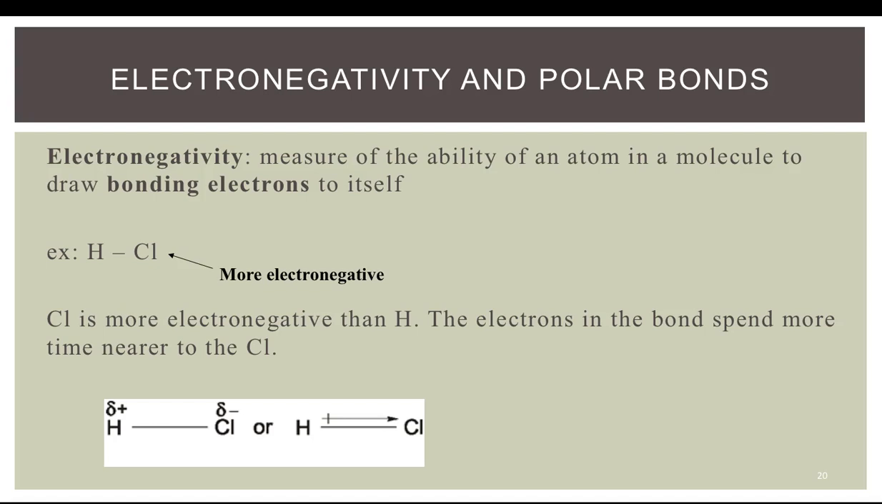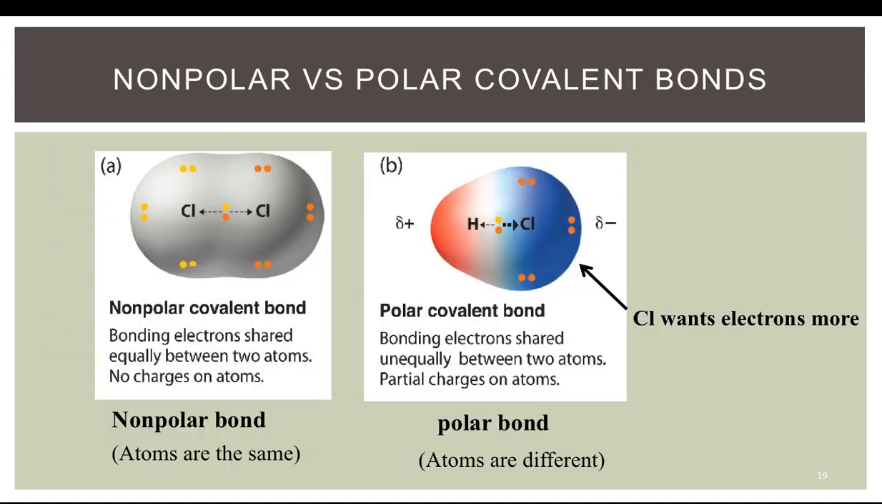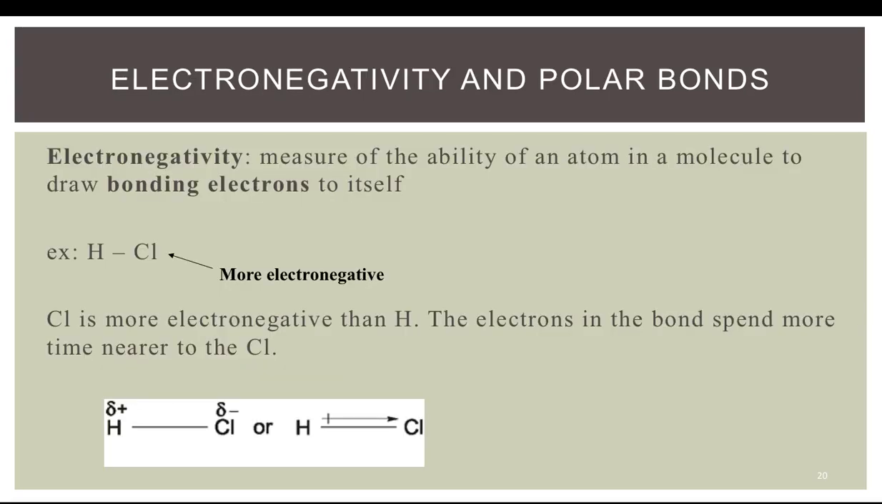So what we want to talk about is, why does this arise? Why did the Cl2 end up having this non-polar bond, but this HCl has a polar bond? Right? So we bring up this concept called electronegativity. That's the measure of the ability of an atom in a molecule to draw electrons to itself, specifically bonding electrons. So again, we're not talking about the core electrons, we are talking about the valence shell electrons.